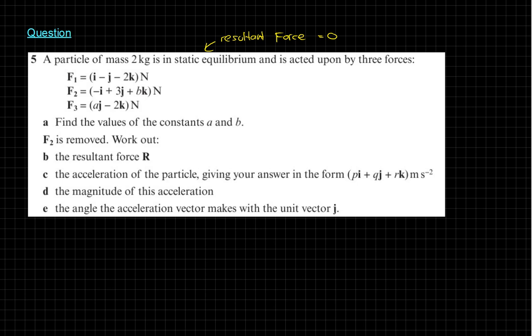Okay, you've got 3 forces. One of them has an unknown component A, and another one has an unknown component B. So you want to find those, considering what I've just told you here. Resultant forces are 0. And then there's a little bit more information given here. One of the forces disappears. What's the new resultant force? What is then the acceleration and the magnitude? And finally, can you find the angle?